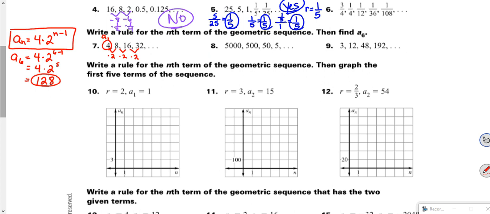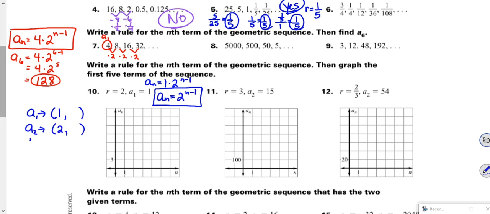Okay, so write a rule for the nth term. Let's do that first. So I would have a sub n equals 1 times 2 to the n minus 1. So we don't really need the 1 anymore. So this would be my rule. Now I've got to find a sub 1 through a sub 5. So a sub 1 would give me 1 comma whatever. A sub 2 would give me 2 comma whatever. We'll go back and fill these in. A sub 3 would be 3 comma whatever. A sub 4 would be 4 comma whatever. A sub 5 would give me 5 comma whatever.